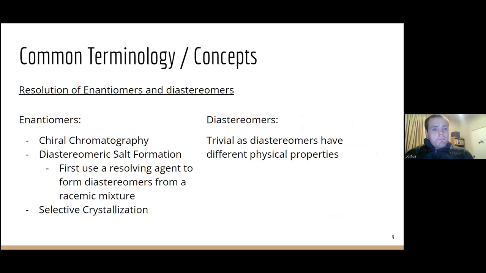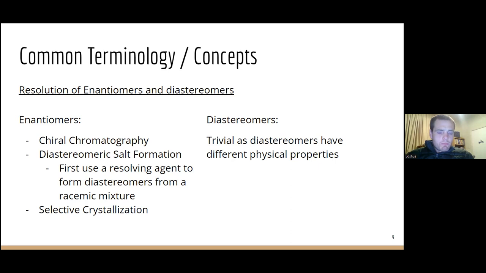So the resolution of enantiomers and diastereomers. When I say the resolution, I mean basically purifying, to take the left-handedness and the right-handedness and separate them. So for enantiomers, there are some processes by which you can do this. So chiral chromatography, which is where you basically pull it through a gel, and depending on the molecule, they can travel further or less depending on how you're pulling them through the gel.